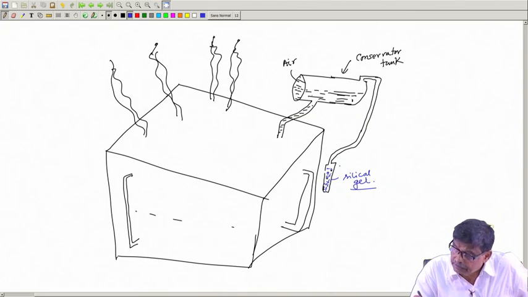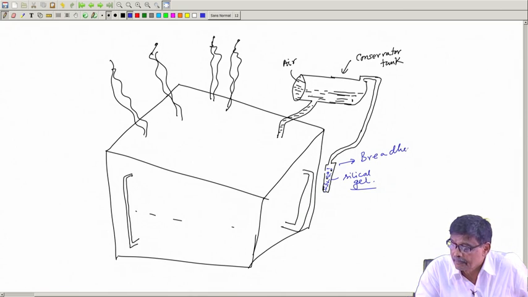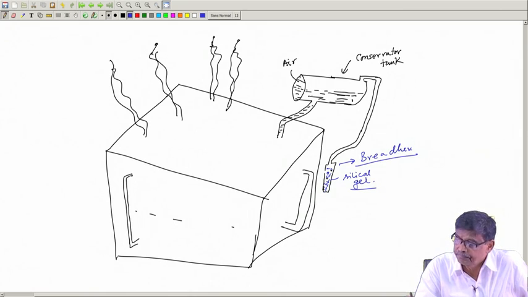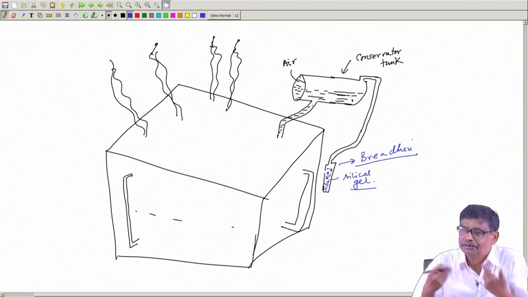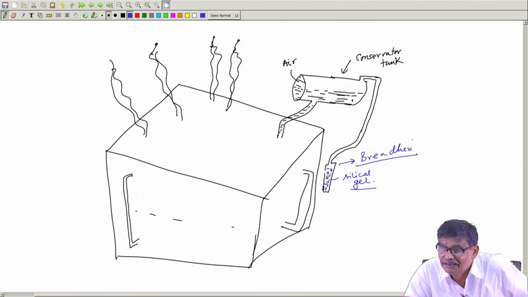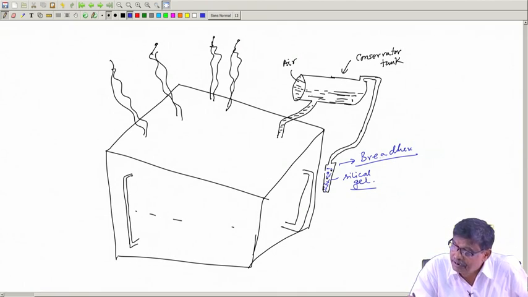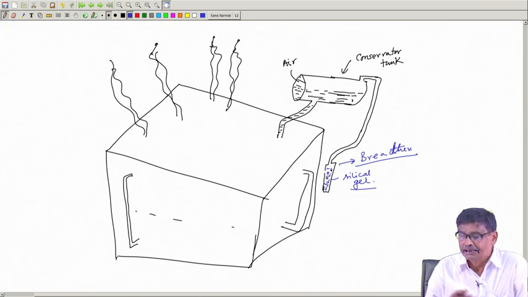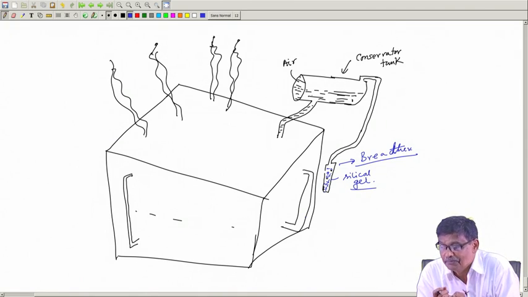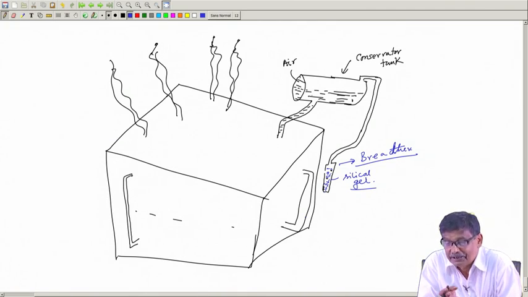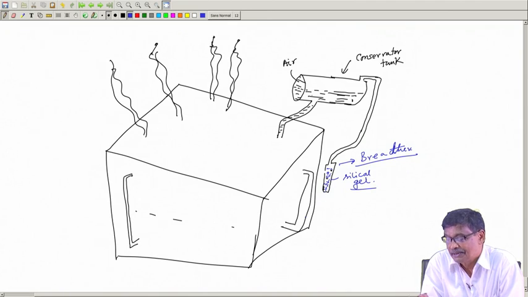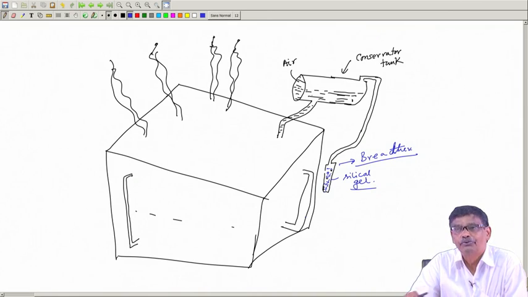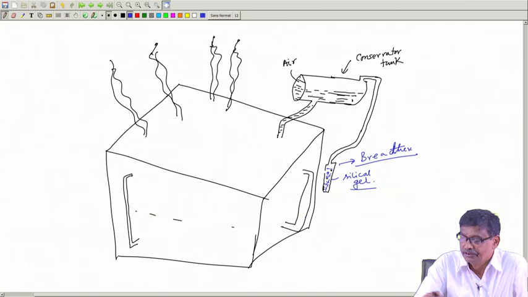So, this particular thing is called a breather. H is not there, breathe, T, H, breather it is called. That is, as a human being breathes, similarly the transformer breathes. It takes air, it also pushes out air through this device.